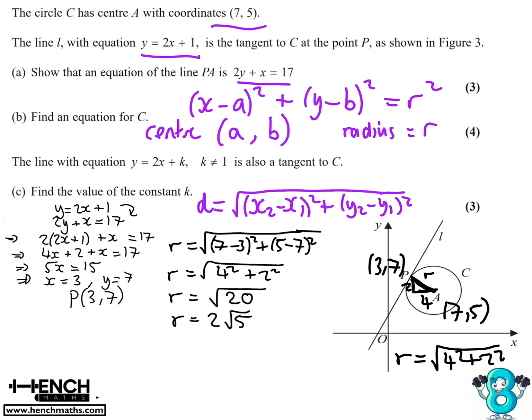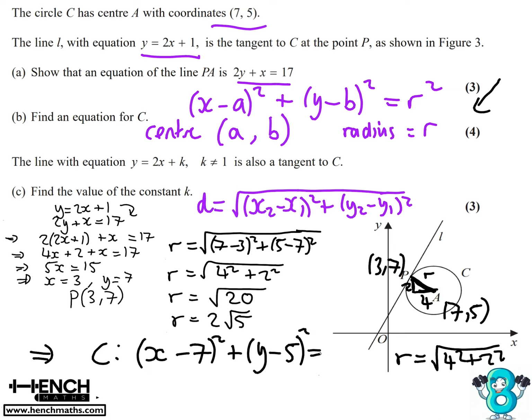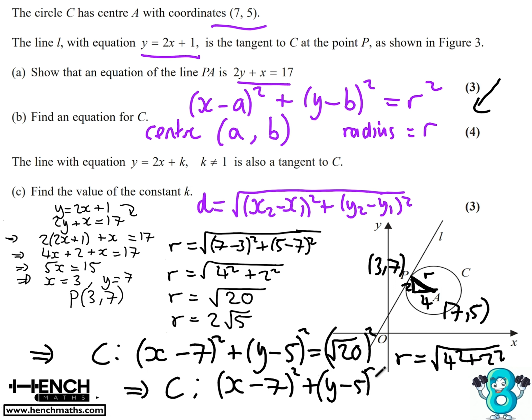Now that we know r, and we also know the center of our circle, we can use this formula here to find what the equation for c is. So putting this in, our center is 7, 5, so it's going to be x subtract 7 squared plus y subtract 5 squared, and that's going to be equal to the radius squared, so it's the square root of 20 squared.